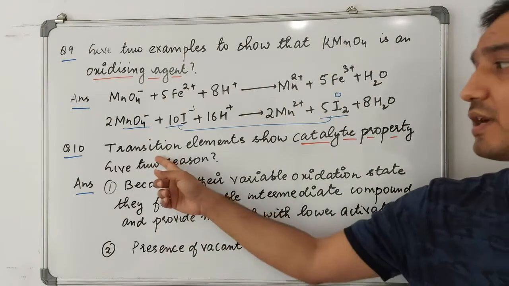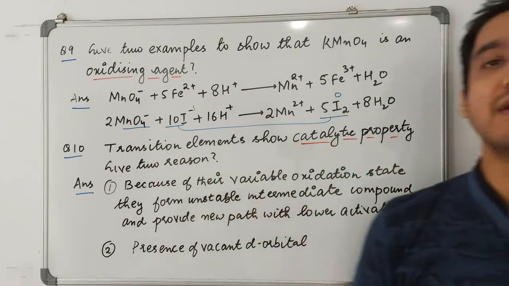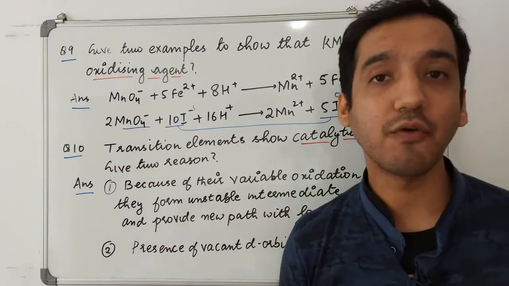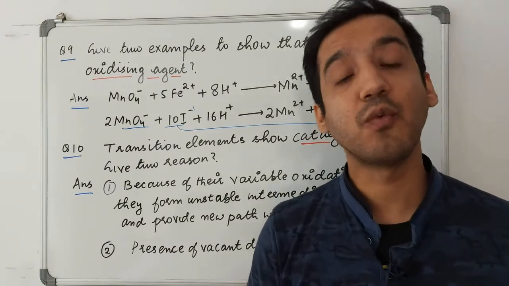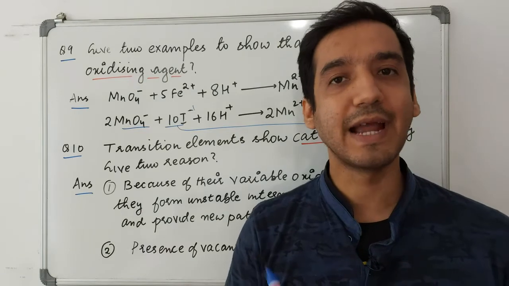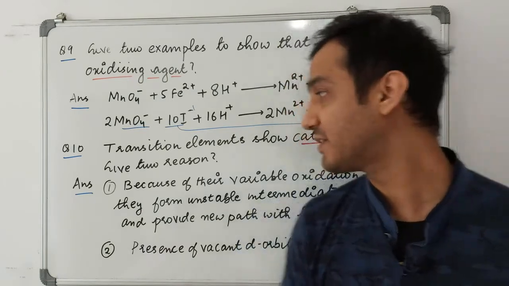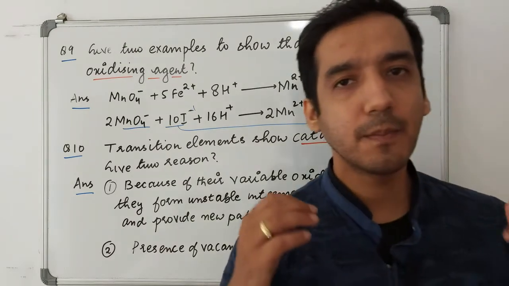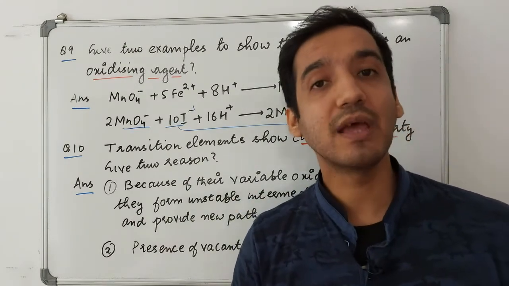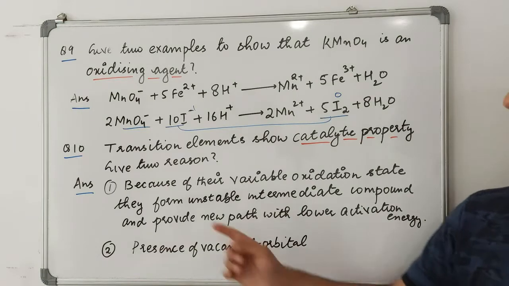Next question. Transition elements show catalytic property, give 2 reasons. So a lot of catalysts you will see are transition elements or their compounds. So why do transition elements show the catalytic property or act as a catalyst? First reason, because of their variable oxidation state. So transition elements have more than one oxidation state. As a result, what can they do?